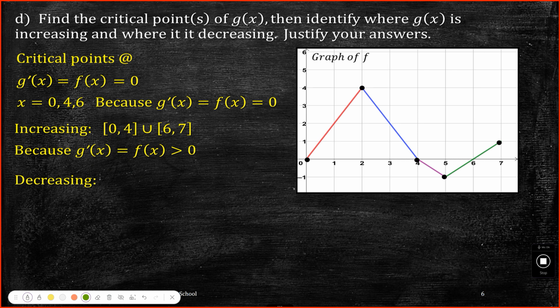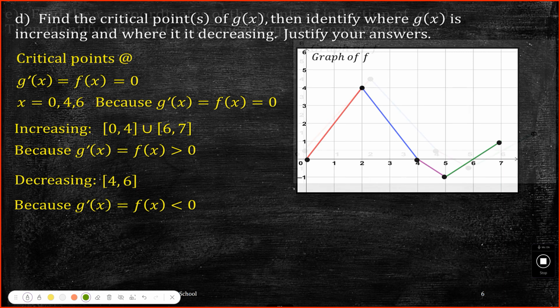So where is g decreasing? From 4 to 6, because g prime of x, which is equal to f of x, is less than 0.